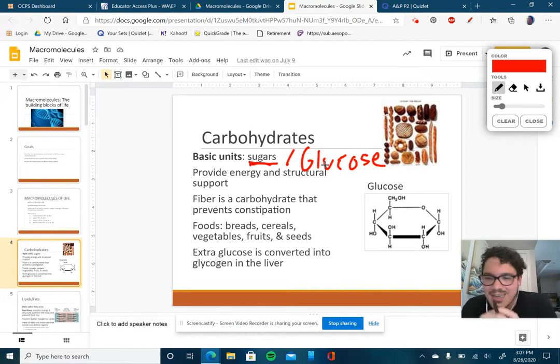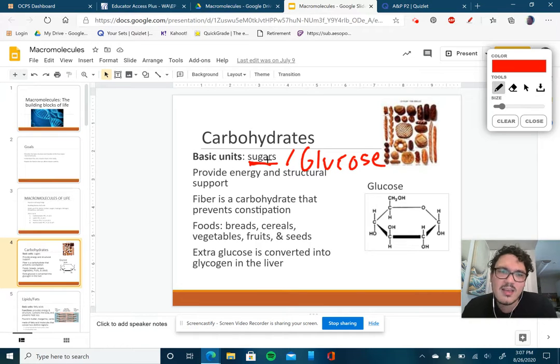When you see words ending in -ose as a suffix, that's always indicative of a sugar. You're going to see other words like that in my class, and you may have heard of other words, right? Sucrose is a common one. Fructose is found in fruit. Lactose is found in milk. We're going to get into more of this. Dextrose, etc. So what's the point of a carb?